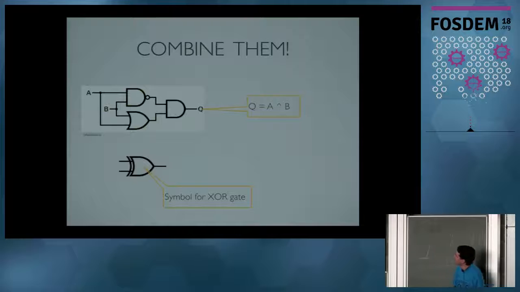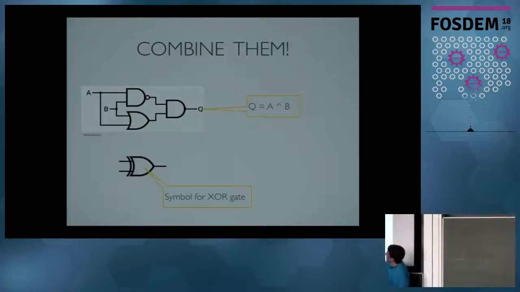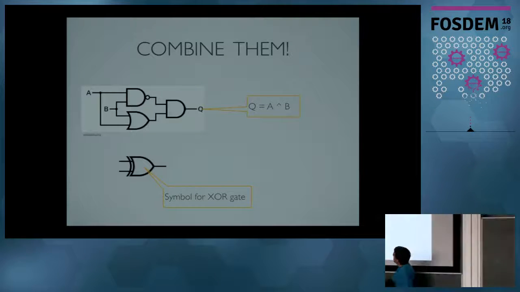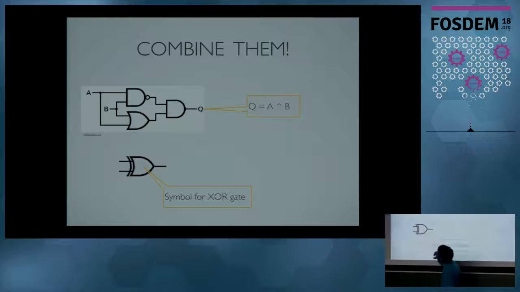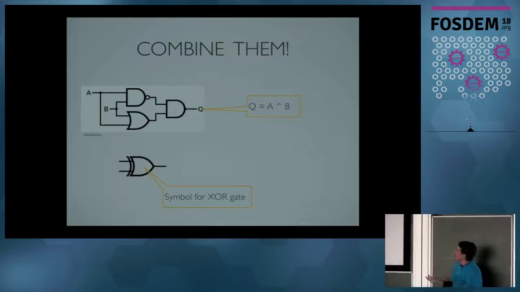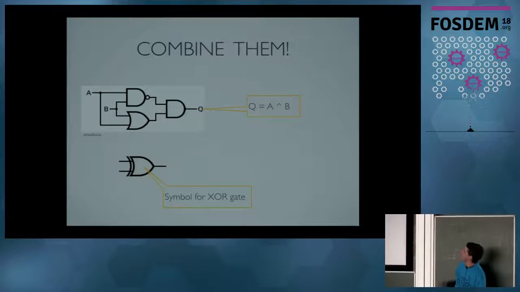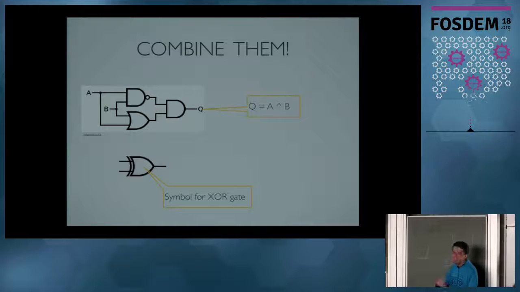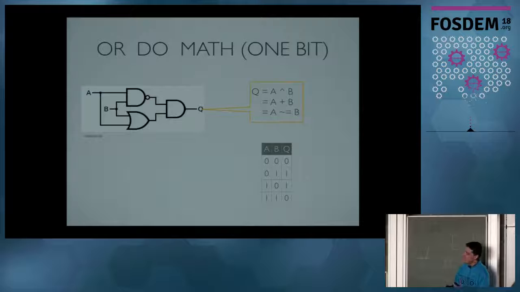So for example, if you associate gates like this, you get the XOR function using only AND, NOT, and OR gates. And the round at the output of the gate means it's an inverter, so you get the NOT of AND in this case. So you can combine gates to create new gates. Here we create the XOR.